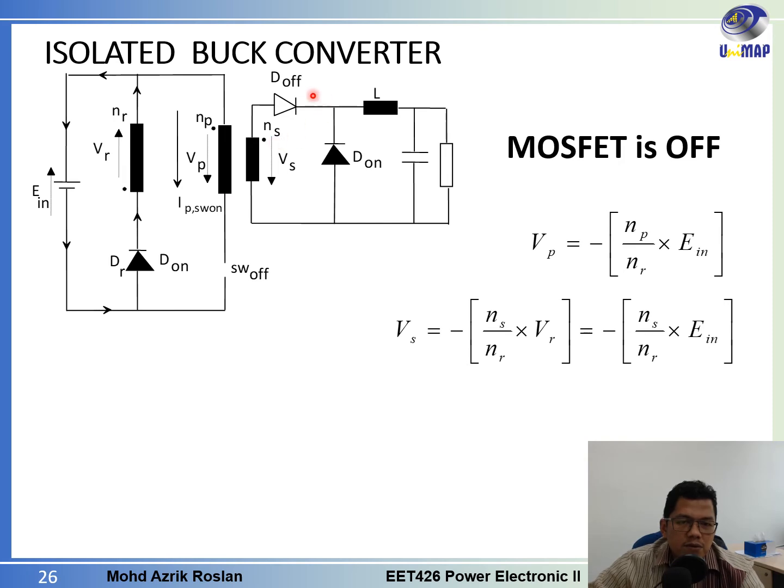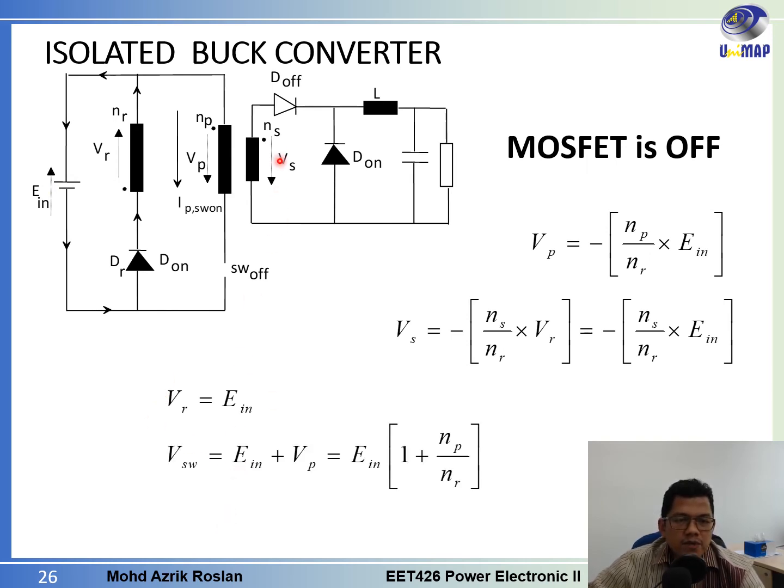Okay, same if you want to find the voltage at VS. This is equal to negative NS over NR multiplied by VR. Or this one is equal to NS over NR multiplied by E in, because in this circuit this one is connected to the VR, so E in will be equal to VR.